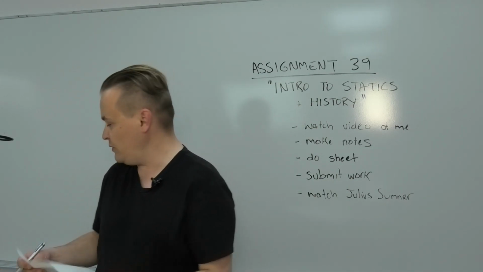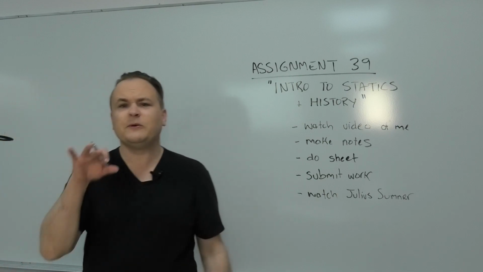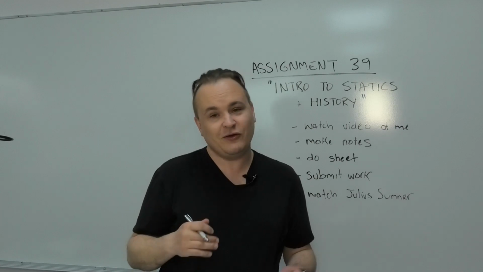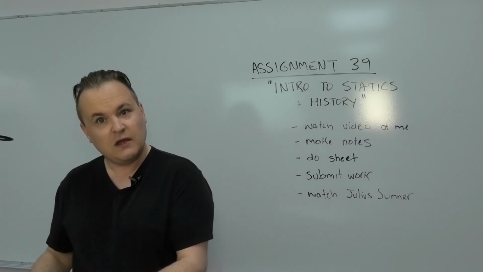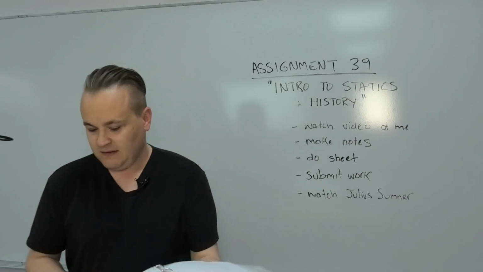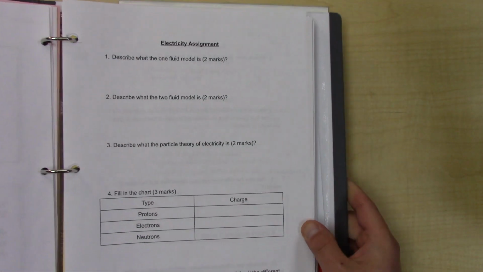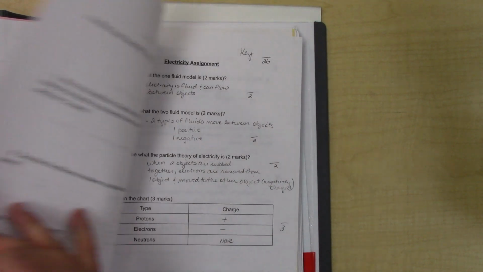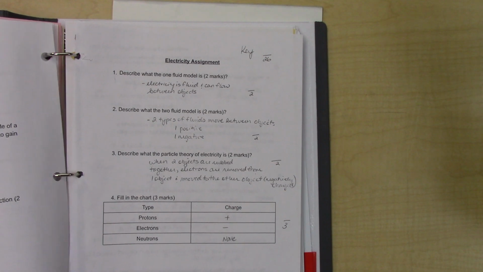So if you've done the 3 pages of notes I've done, you probably wrote them better, neater, smaller, and more organized than I did. But you need to take pictures of those for your assignment, and you also need to take pictures of your work, right? The electricity assignment. Describe the one fluid model, and so on. You need to do that. And I'm going to give you a couple answers right away to help you out.